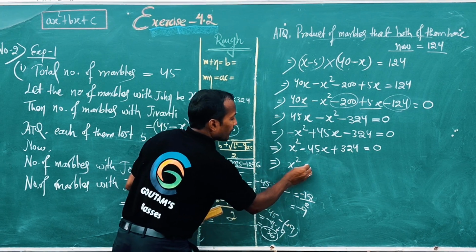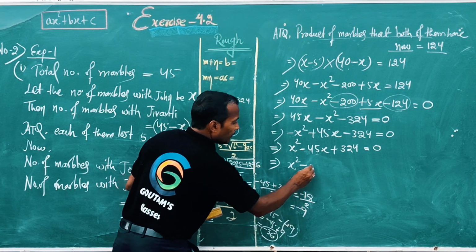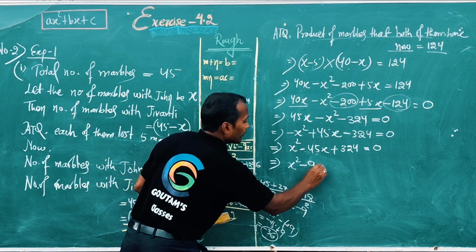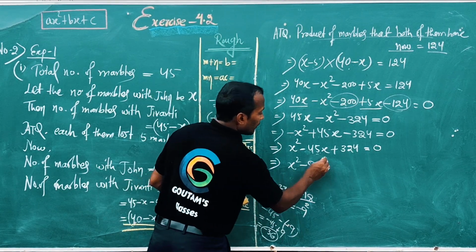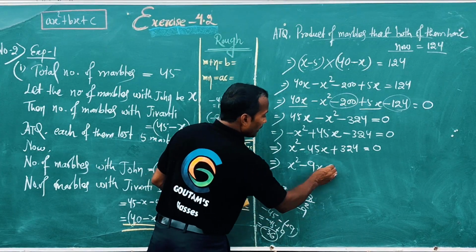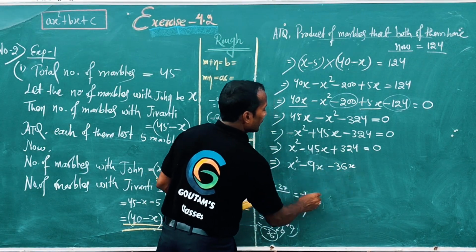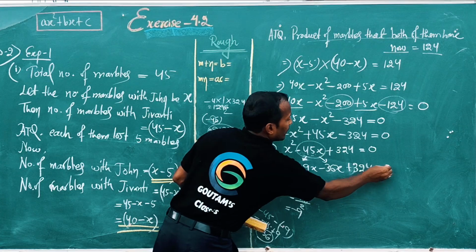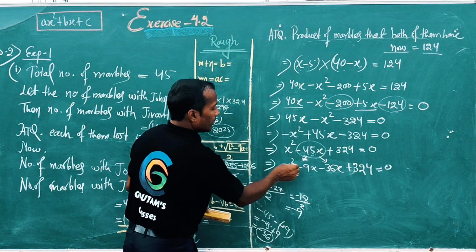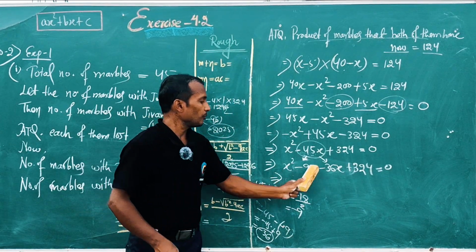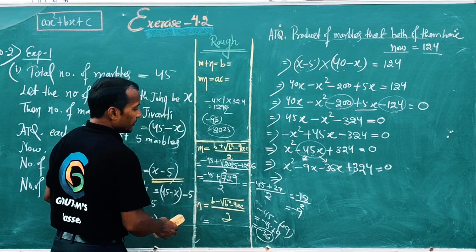x square minus m is 9. So I have minus 9x, and in place of nx I'll write minus 36x. Now we will take common from the first group and the second group to get the factorization done.